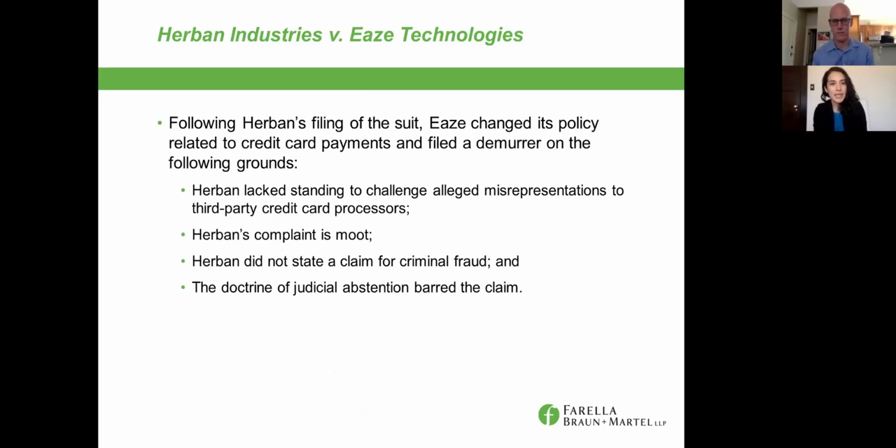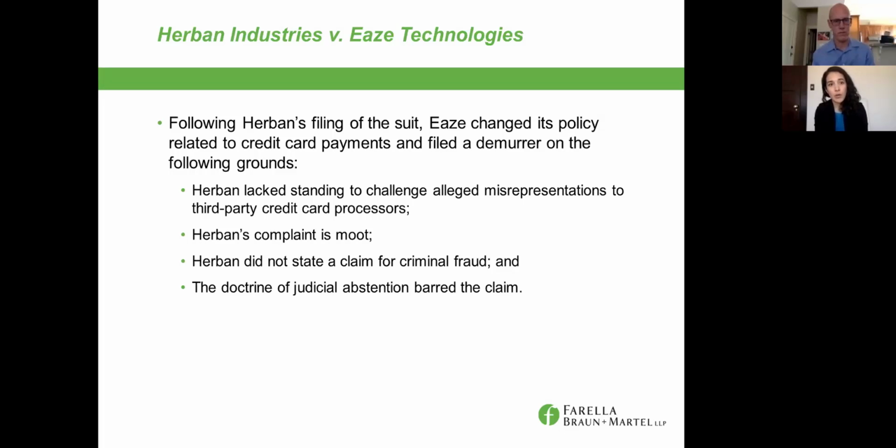So Ease filed a demurrer and challenged the claims. They had a few different arguments. The first argument was a standing argument. They said that even if the allegations are true, which you have to assume at the initial stage of the case, Urban was not harmed by Ease's representations to third-party credit card processors. And so Urban did not have standing to bring this claim.